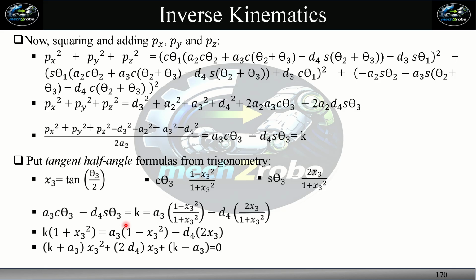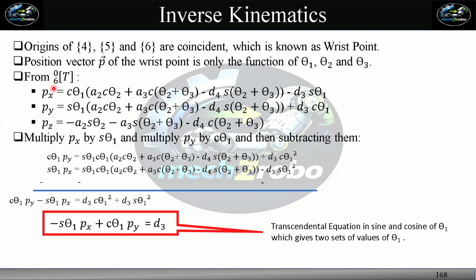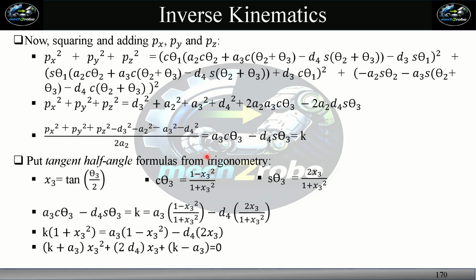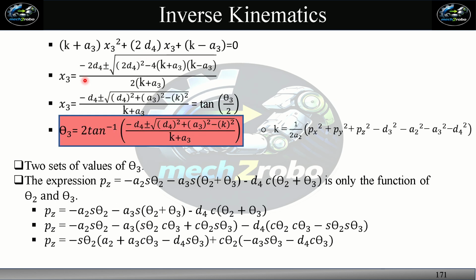After that, we square the position components px, py and pz, and then add them, and by performing this we get these equations. In this equation we again put the tangent half angle formulas from trigonometry, and after putting these values we again get a quadratic equation in terms of x3. By solving this quadratic equation we get the values of joint angle 3, which is a set of two values due to this plus minus sign. Thus we get the joint angle 3 values.